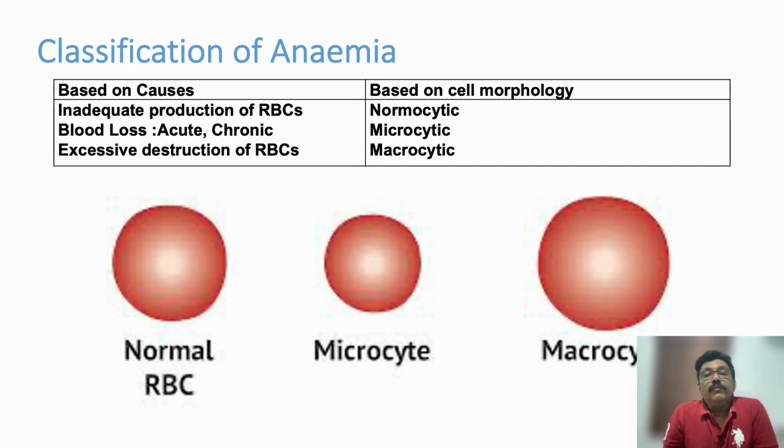Now, based on morphology, anemias are classified into normocytic anemia, microcytic anemia, that is small RBCs, and macrocytic anemia, that is large RBCs. Based on causes: inadequate production of RBC, blood loss, acute or chronic, as we have seen in the previous slide, and excessive destruction of RBC. Whenever we see anemia, we always check the size of the RBC. We can see whether it is a normocytic normochromic anemia, microcytic hypochromic anemia, or macrocytic or megaloblastic anemia. The causes for all these are different, which is why we have to look at the peripheral smear.